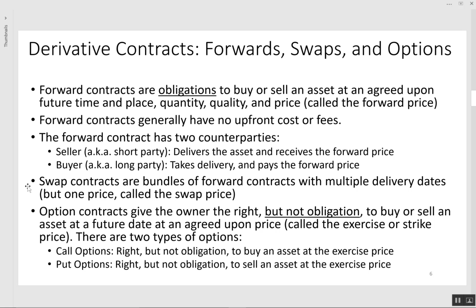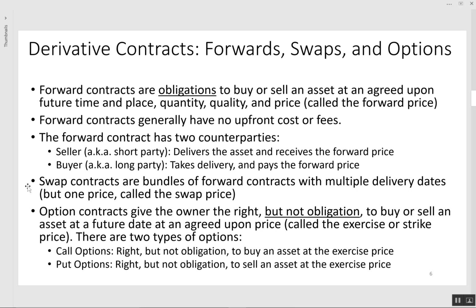Now, a swap contract, one way to think about it, is simply a bundle of forward contracts. So you can have a forward contract to sell gold next year, say 100 ounces, at an agreed upon price. But you can have a swap that agrees to sell, say, 10 ounces a month for 12 months at a single price. So it's just a bundling of forward contracts.